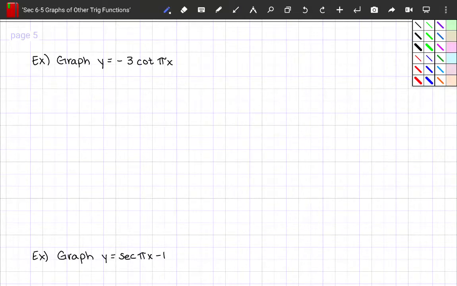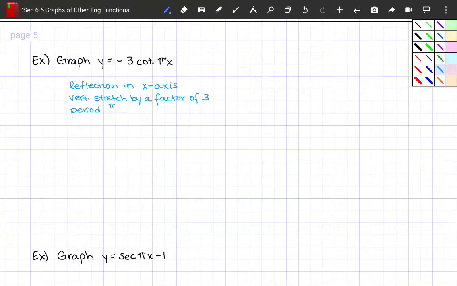Okay, so it's still a tangent or cotangent graph. We have a couple of things going on here. In fact, if you think about it, we actually have 3 different transformations. That negative 3, first of all, we have a reflection in the x-axis. We have a vertical stretch by a factor of 3. And then the period is always pi over b, which in this case is pi over pi, or 1. So let's see how this is going to graph. There's no shifts, though.